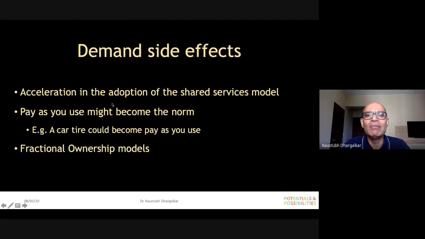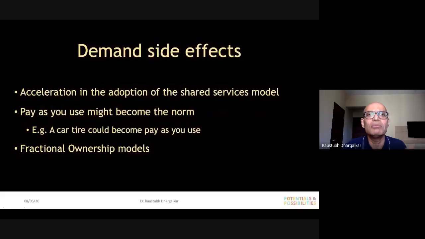Now let's come to the demand side. What are the effects and what are the adaptations that companies need to look at? According to me, the shared services model will get accelerated in adoption. We have the shared services model in the service domain, very well exploited. In the product domain also, maybe the shared services model will gain accelerated adoption, I feel.